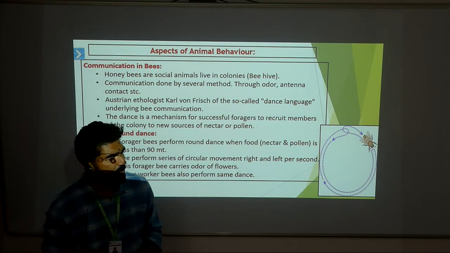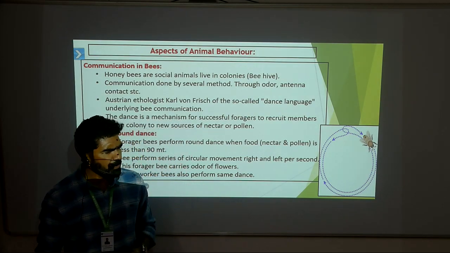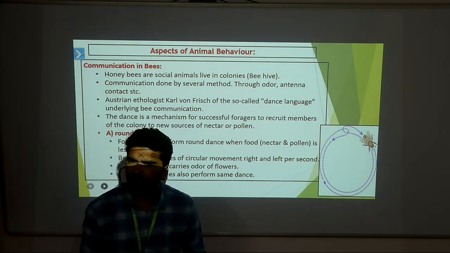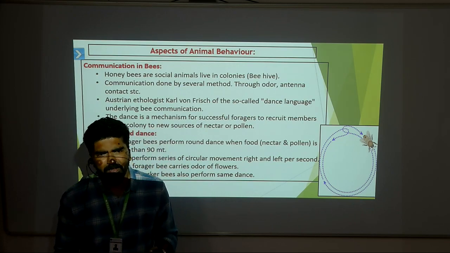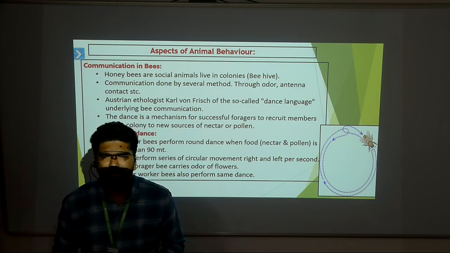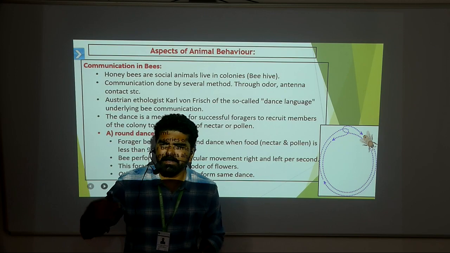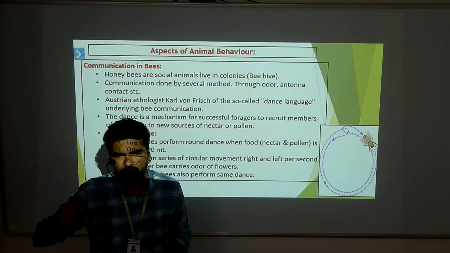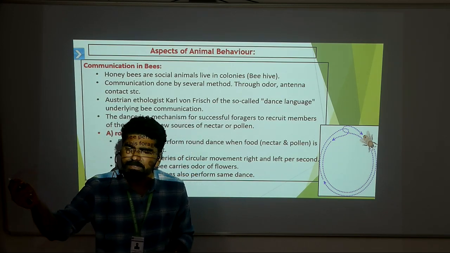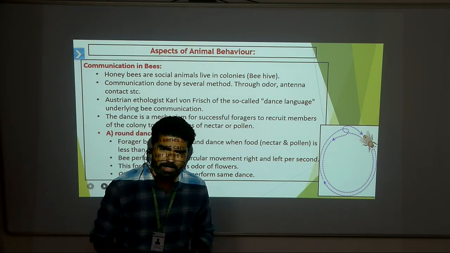Next is the aspect of animal behavior. First is communication in bees. We are very well aware of honeybees. Honeybees have a hive, and a large number of bees are present there. They collect honey from nearby flowering plants and come back inside the hive. This is a regular practice they follow.